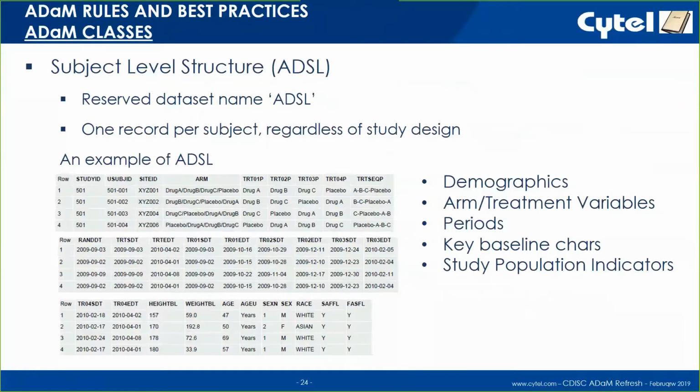One is ADSL, which I mentioned before. Essentially one record per subject, where you have demographic information, information about the treatment or the arm assigned to the patient, period, if your analysis requires periods, key baseline characteristics like weight at baseline, height at baseline, and study population indicators like the safety flag, or I think it's a full analysis flag. So this is one record per subject, as you can see here. Actually, it depends on the study design. It is not actually very straightforward, but it's a very important dataset. And that's the dataset you start building first, because it will be used by other datasets.